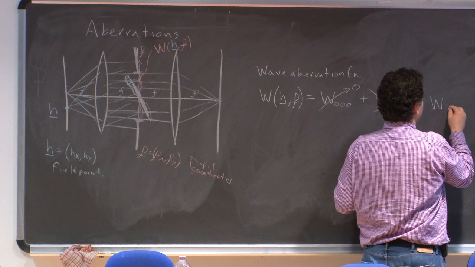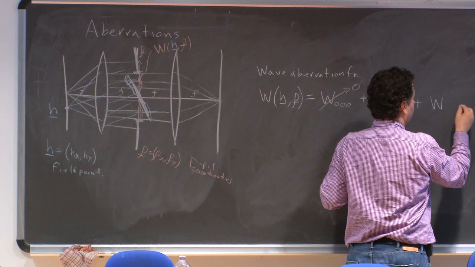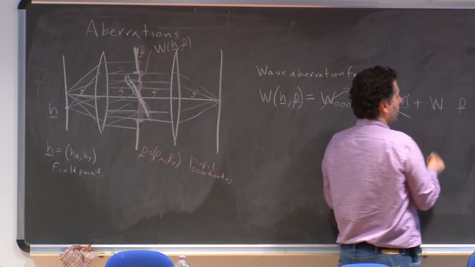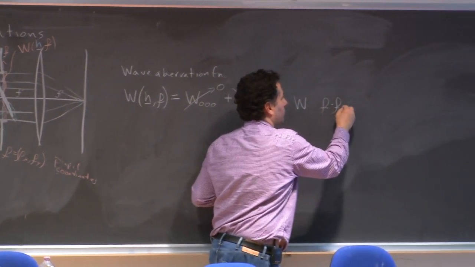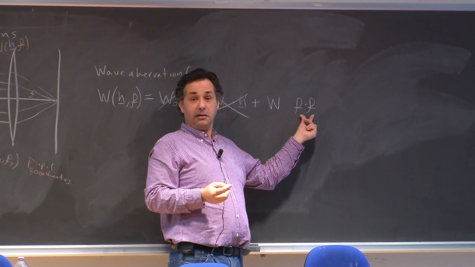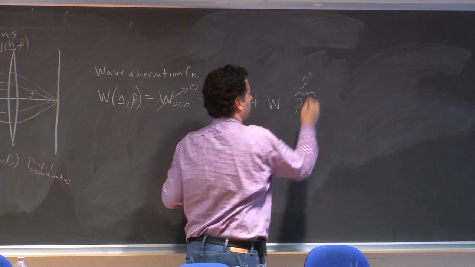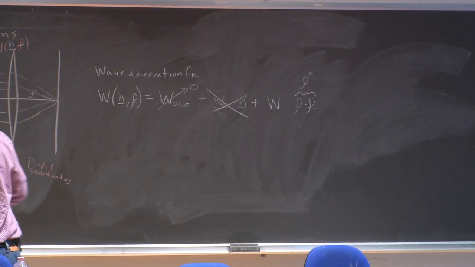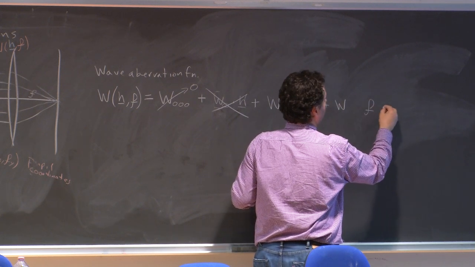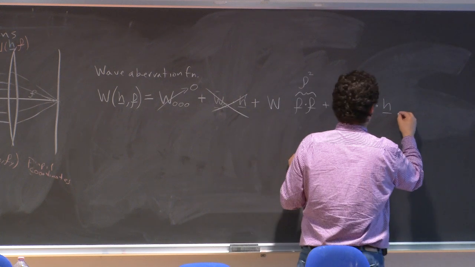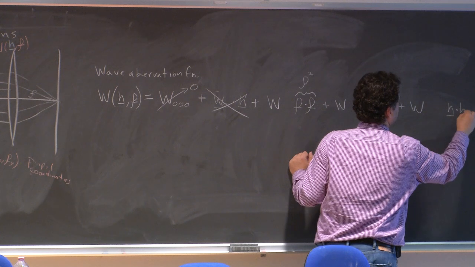So the next term, I'm copying what I'm doing there, is what happens if I now look at the quadratic terms. So I have one that goes like rho. And because I can have another rho, that's good because I can have rho dot rho. And this is a scalar. This is good. This I can write as rho squared. I also have a term that goes like rho dot h and a term that goes like h dot h.